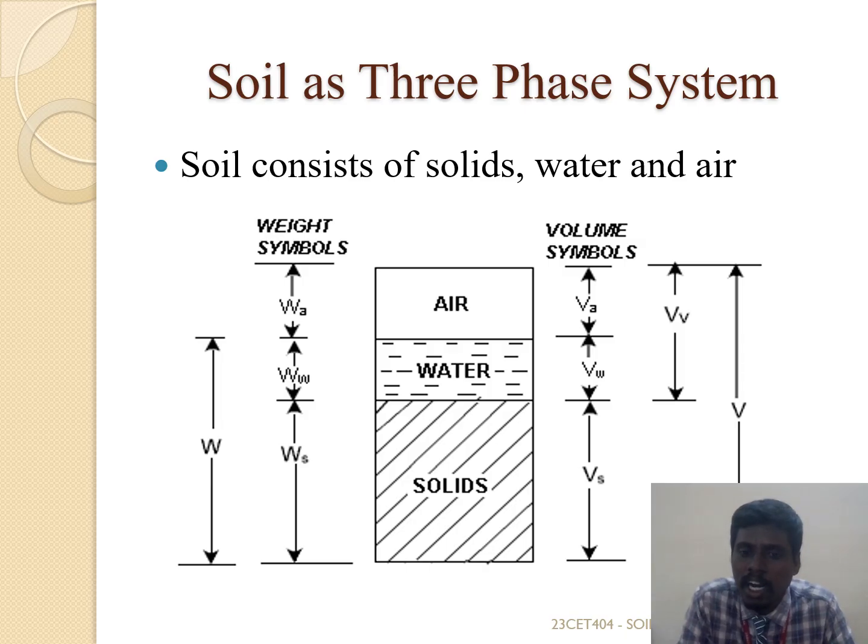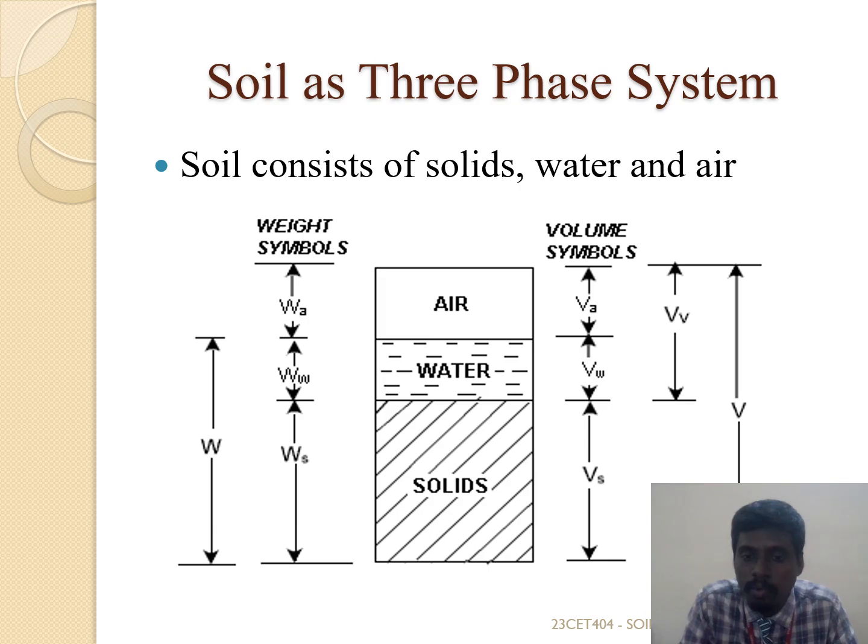So the total volume of soil structure can be V equal to Vs plus Vv. That means volume of solids plus volume of voids. The volume of voids is equal to Va plus Vw. That means volume of air plus volume of water.